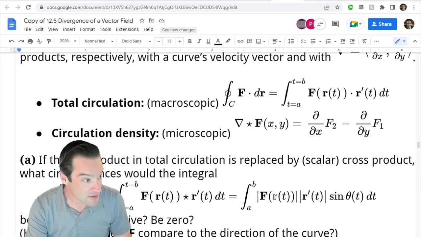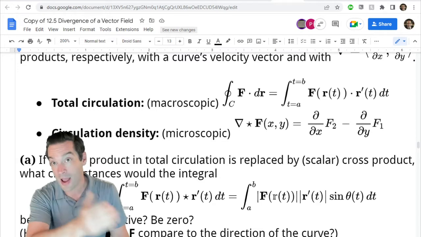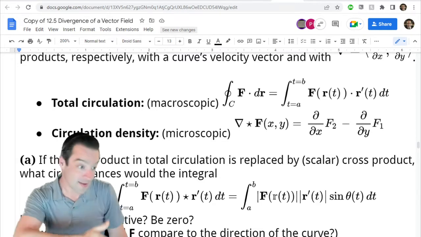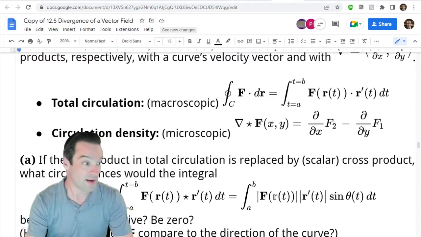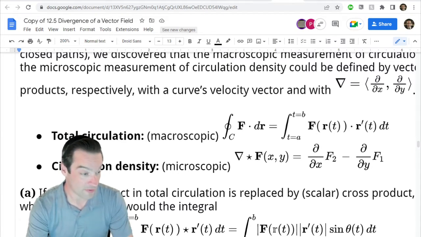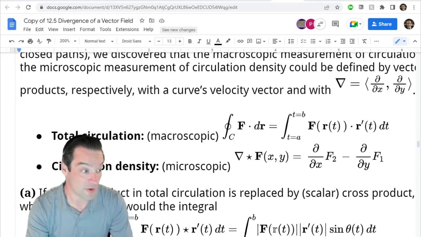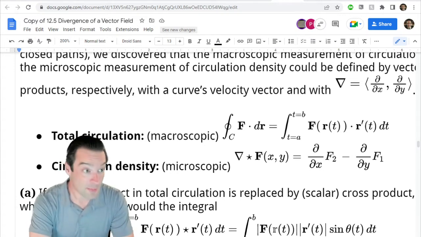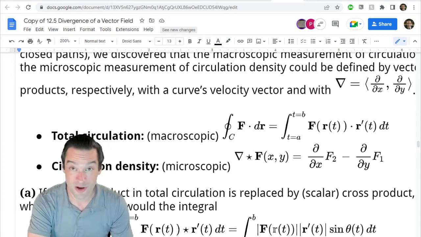And in that case, it turned out that the circulation density we got was the x partial derivative of the y component of the vector field minus the y partial derivative of the x component. So it was not a dot product of the nabla, the derivative operator, with the vector field. It was the scalar cross product of this derivative operator with my vector field. So the macro level circulation was defined by a dot product. The micro level circulation density was defined by a scalar cross product.